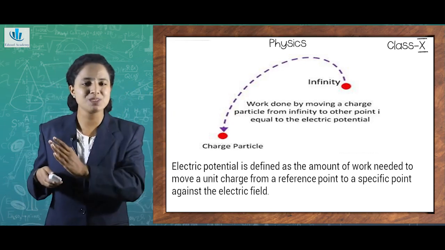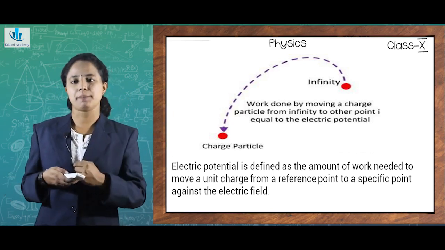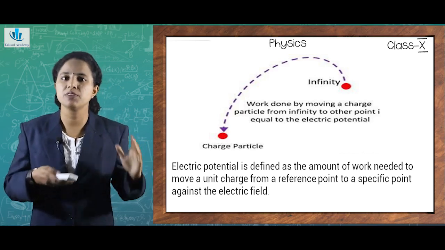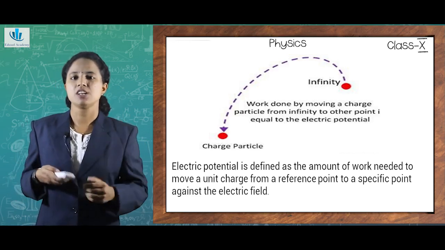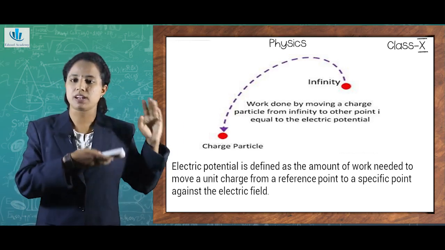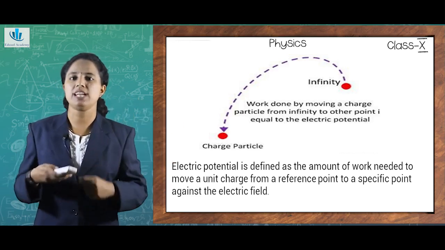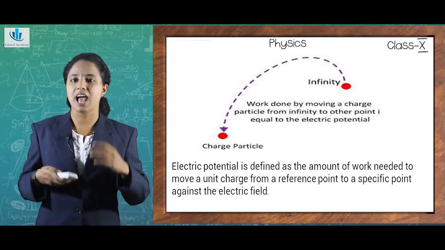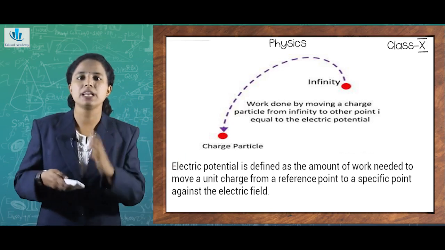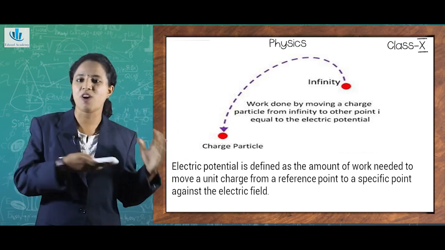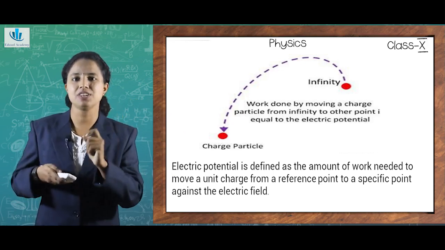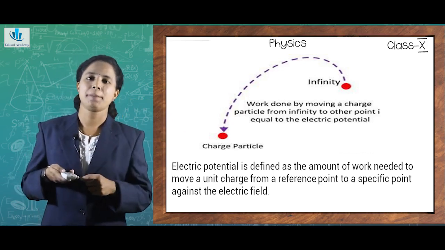So there will be a reference point and a specific point. Where do we perform this? In order to move that charge, we need to do some work against the electric field. So to bring a charge from a reference point to a specific point against the electric field, we should overcome the resistance of the electric field and bring the unit charge from one point to another. That is called the potential of electric or electric potential.